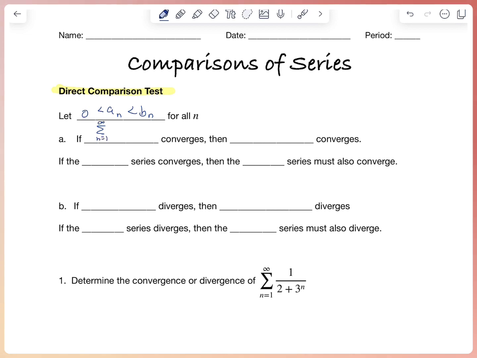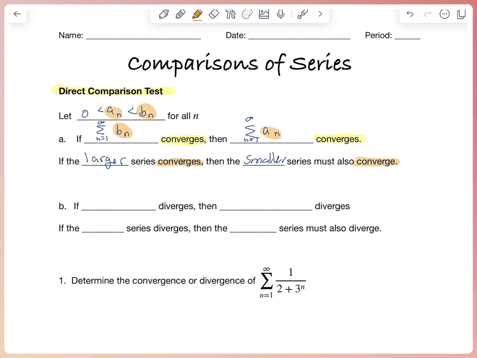And if the summation of n equals 1 to infinity of b sub n converges, then the summation of n equals 1 to infinity of a sub n is also convergent. So basically what you're going to do is you're given a sub n, and you're going to find a b sub n that converges, and that b sub n is always larger than a sub n. And if you can prove that that larger series converges, then you can conclude by the direct comparison test that the smaller series, the given series, a sub n, also converges.